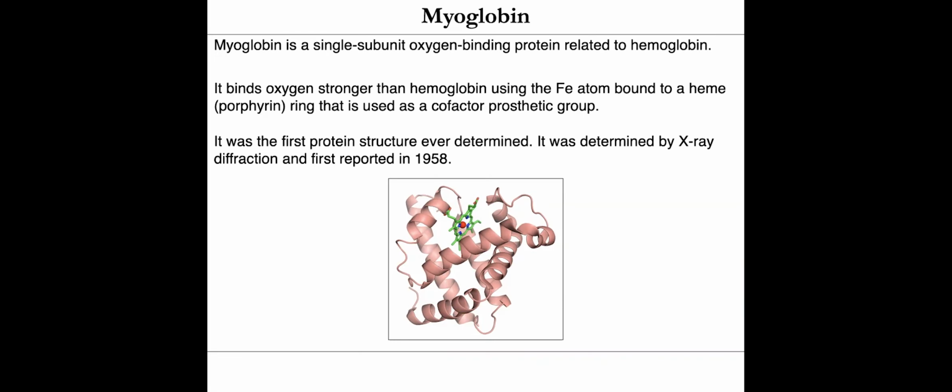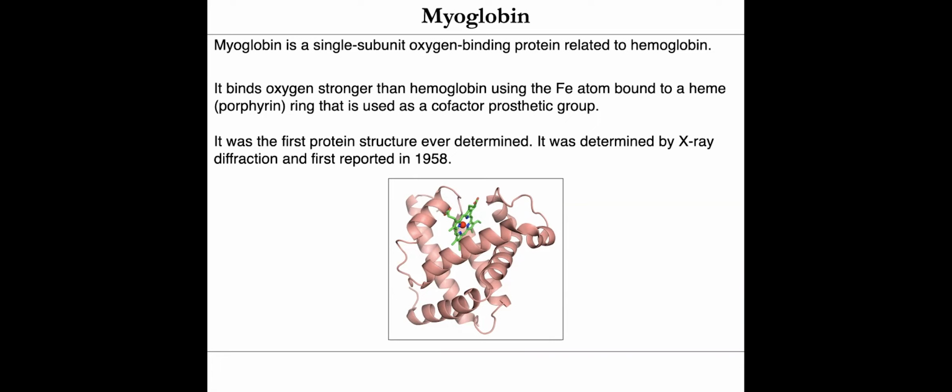So the next protein we're going to look at is myoglobin. Myoglobin is a single subunit oxygen binding protein related to hemoglobin. Myoglobin is very similar in structure to the subunits of hemoglobin, but it doesn't have any quaternary structure. It only has a single subunit.